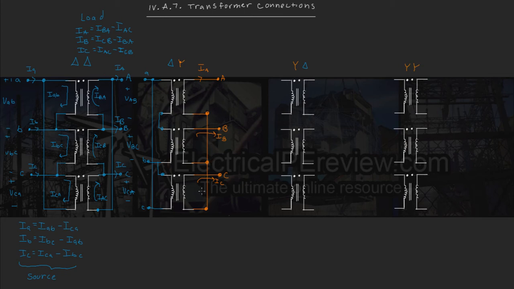Now, we know that since we've got a Y, our phase currents are going to equal our line currents. However, our phase voltages are going to be different than our line voltages. So let's draw those out so we can visualize them. First, right here, you'll notice our center tap point is our neutral. So we can come off anywhere along this line, call it our neutral.